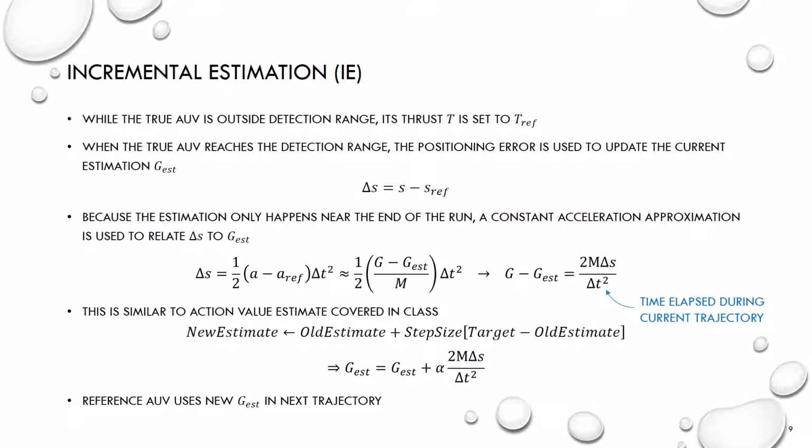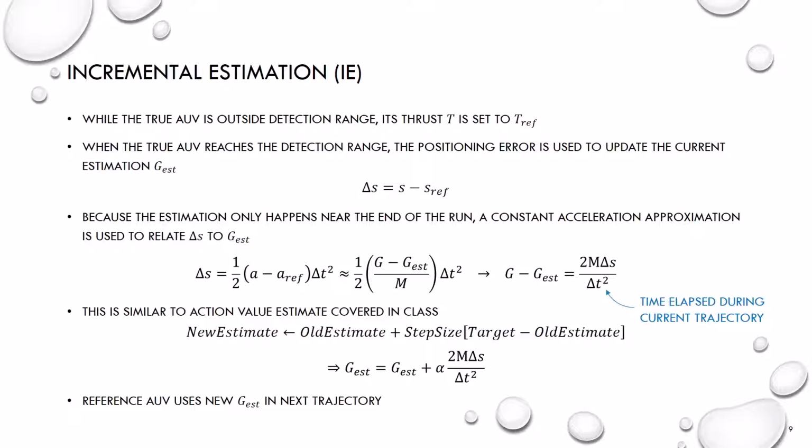Now we can begin discussing the actual approaches we are applying to try to solve our control problem. The first approach is incremental estimation, or IE. When the true AUV is outside of the detection range of the checkpoints, its thrust is set to that of the reference model, which is calculated by simply using the theoretical position of the model.